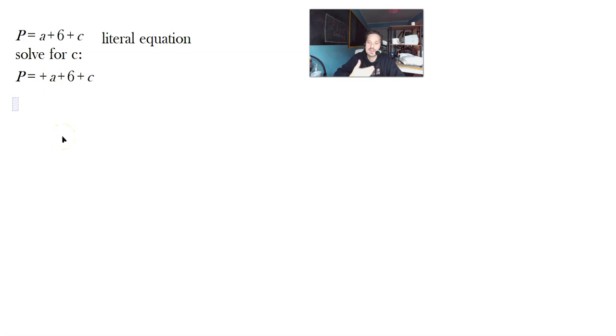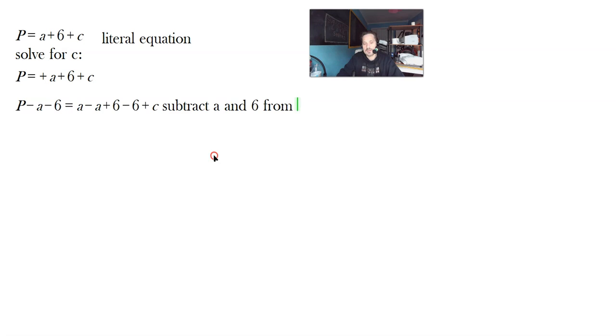You're going to do that through opposite operations as usual. So what I mean is you're going to do p, and then you're going to do minus a minus 6 is equal to a minus a plus 6 minus 6 plus c. So what I'm doing is basically, I'm subtracting here. So subtract a and 6 from both sides. Some people don't show it on both sides. You don't have to. Okay. Anyway, what's left over then is p minus a minus 6. This is equal to c. These ones here go away, right? Because a minus a is 0 and 6 minus 6 is also 0.